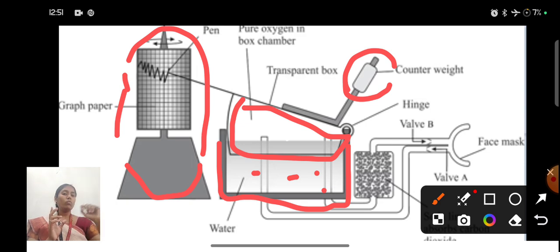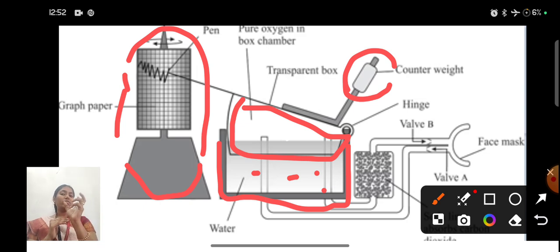Based on the movement induced by the patient's ventilation, according to the pressure difference, the lid will move up and down. Since the pen or pencil or needle attached to the lid also moves according to the movement given by the pressure by means of ventilation, the pen will also move up and down. As a result, it will draw a wave-like pattern over the graph sheet.